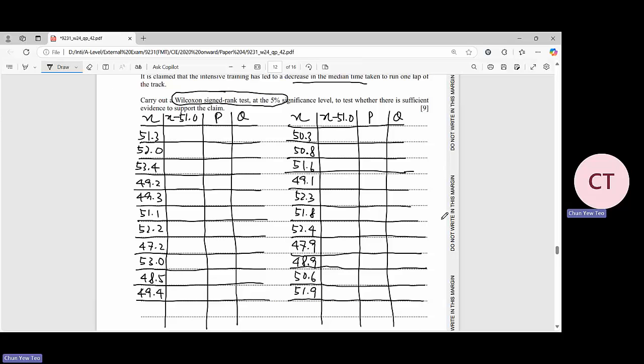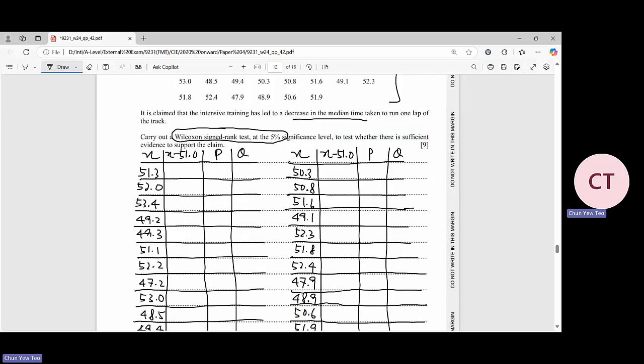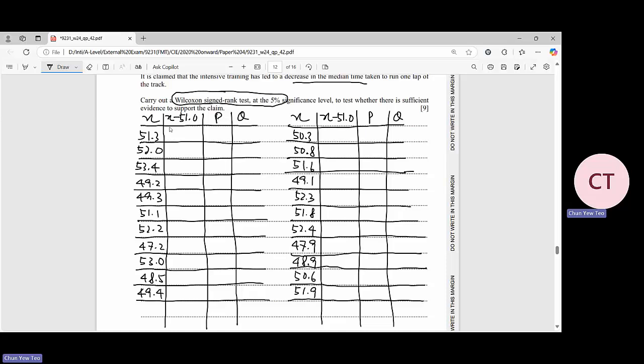So over here, to save time, I have built the table vertically, and I write down the data over here, 11 data over here, and another 11 data over here, because the 22 data is too long for me to fit in the space given vertically. So I split them into 11 and 11. Okay, so over here, I need to calculate the signed rank test. So to get it, I need to subtract the median value 51.0 from them. So we need to fill up all this thing here. Oops, sorry.